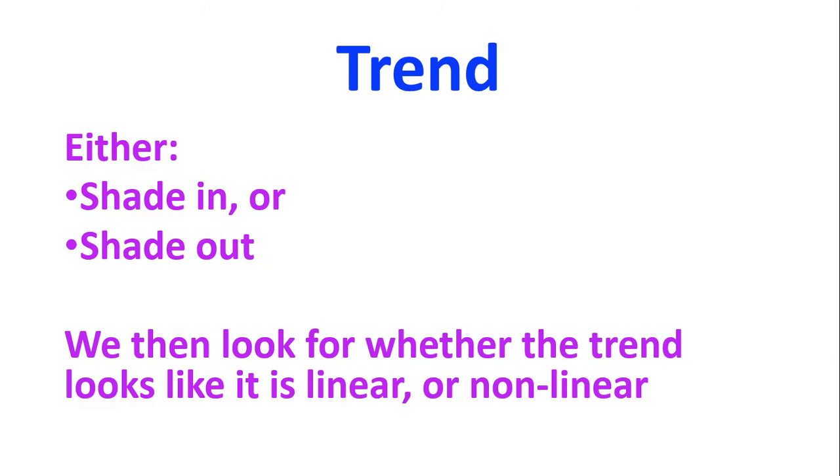So once we've shaded in, we then have to look at what we've shaded in, and say, does it look like a straight line, or does it look like some kind of curve? And there's a whole variety of curves that you might remember with your quadratic and your cubic and your log and all sorts of other types. Okay, we don't need to say what type, but just remember curves can be all sorts.